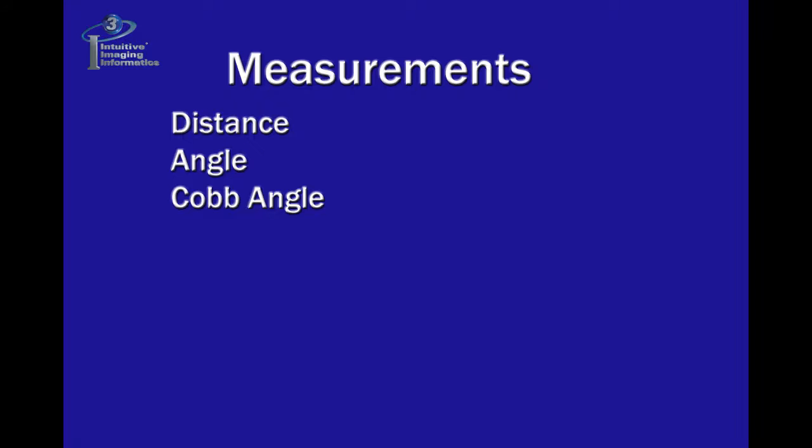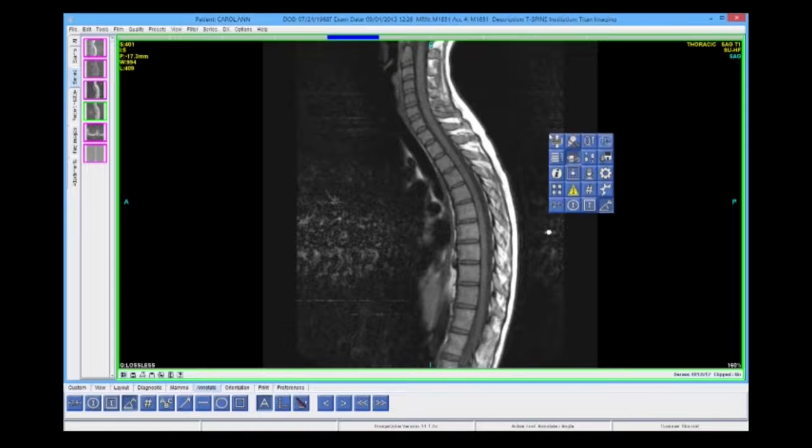Cobb angle measurements are also available on the ImageQube. The user selects a line and a second line, and the angle is created. Multiple Cobb angles may be recorded.